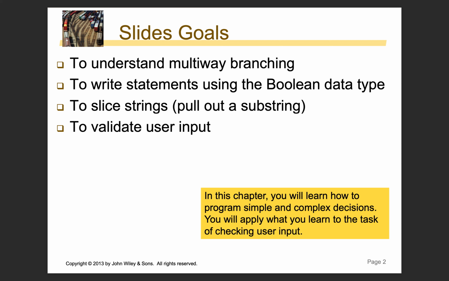Okay, so the goals of these slides are to understand multi-way branching, to write statements using the Boolean data type. We might have looked at this data type before, but we're going to go into a bit more depth today. To slice strings, so to pull out a substring of a string, and then also to validate user input. In this chapter, you will learn how to program simple and complex decisions. You will apply what you learned to the task of checking user input.